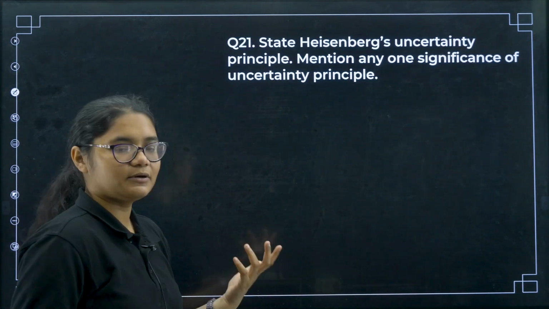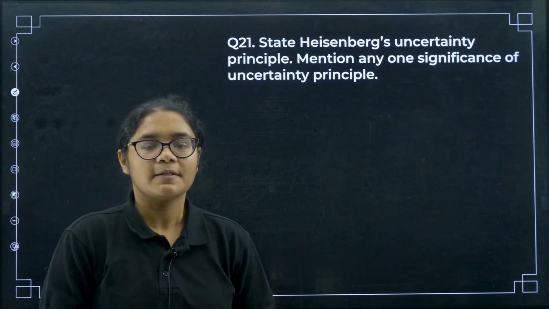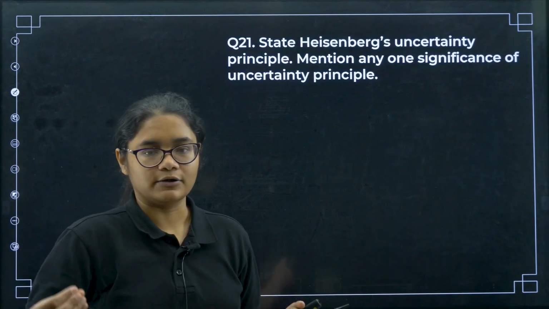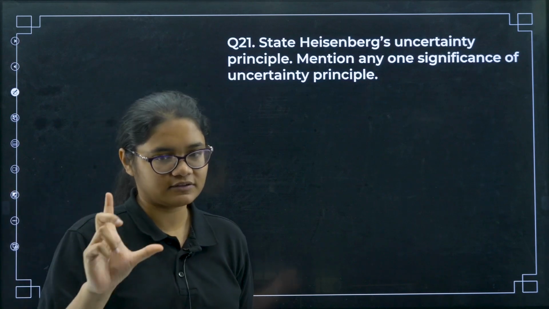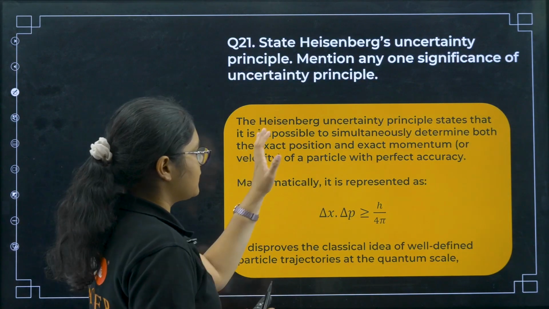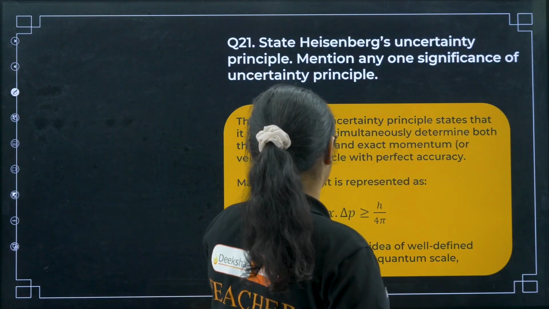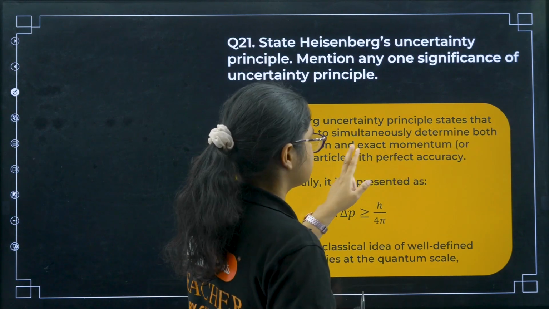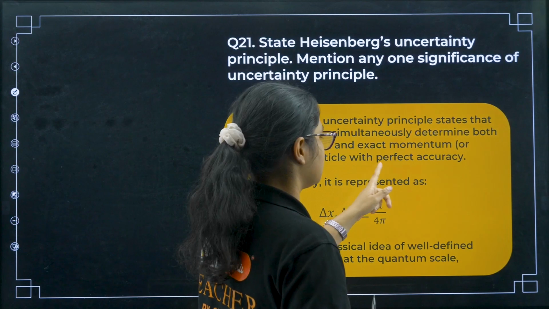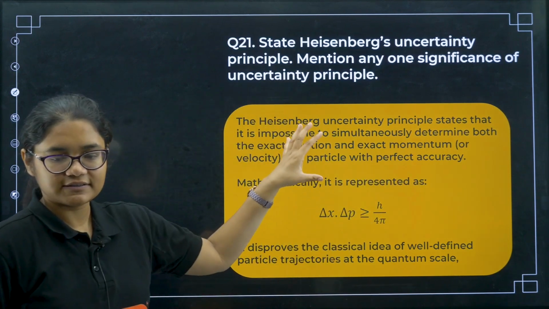So we know that the Heisenberg uncertainty principle tells you that simultaneously you cannot calculate the position and momentum accurately. That is your statement. So you can write: Heisenberg uncertainty principle states that it is impossible to simultaneously determine both the exact position and the exact momentum of a particle with perfect accuracy. So this is the statement.